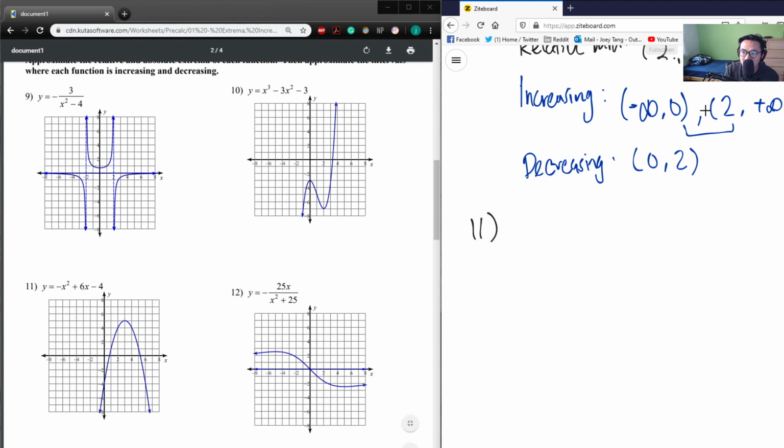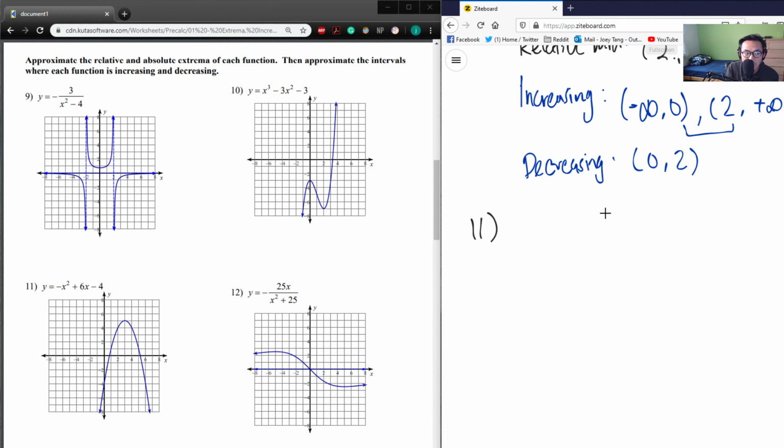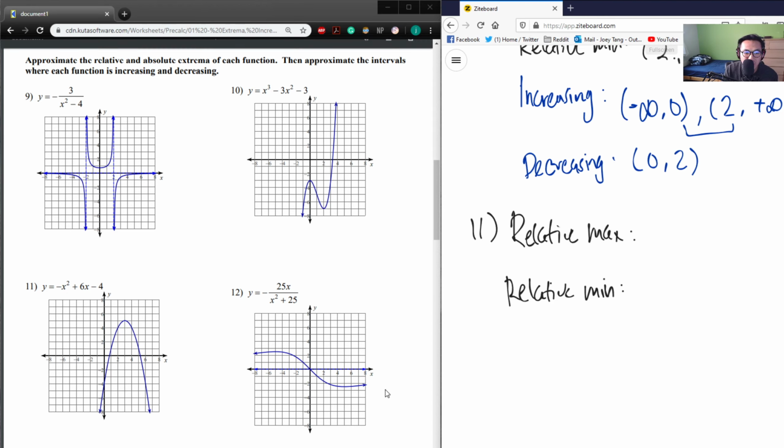But let's do relative maximums and minimums. Is there a relative maximum or minimum? So let's write down relative max, relative min. Do we have a relative maximum? We do have one in this case. This here is actually my absolute maximum, right? My function is not going to go beyond this point, y equals 5. It's not going to be greater than y equals 5. So in this case, I don't have a relative max, but I have an absolute max. I'm going to erase this and replace it with absolute max.